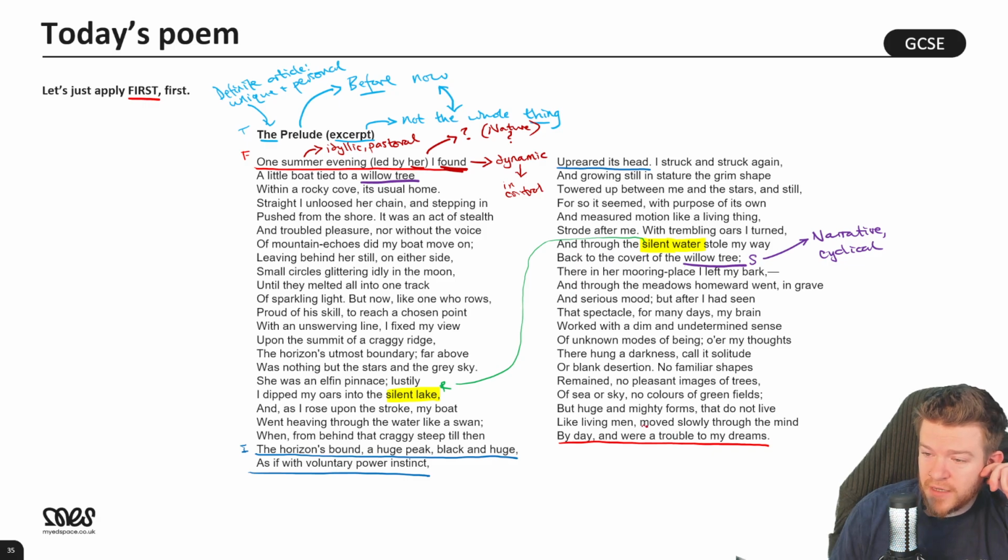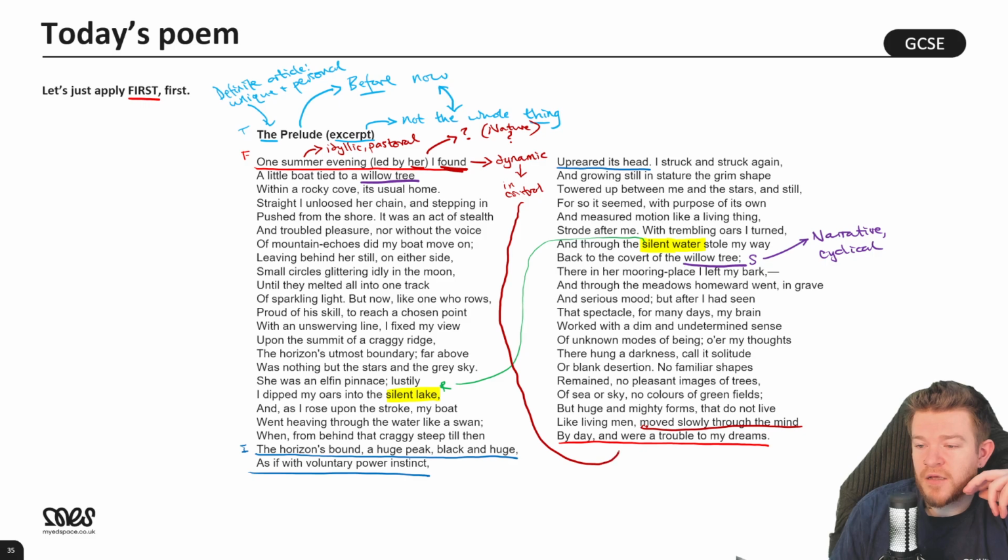"Moved slowly through the mind and were a trouble to my dreams." Okay, so a trouble to my dreams. You can see that something has changed here. He is no longer in control. Okay, so I'm just going to note there, control lost. It is his dreams that are being invaded by something else. Okay, it is also much less idyllic.